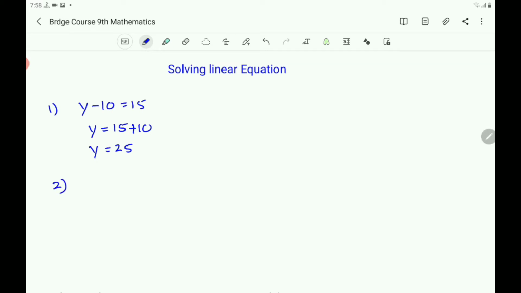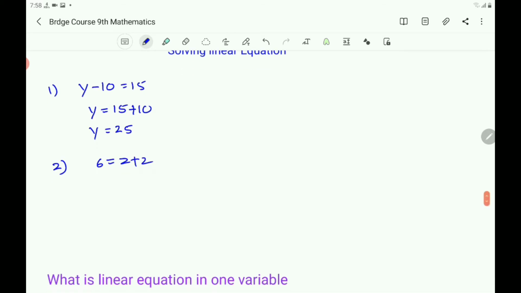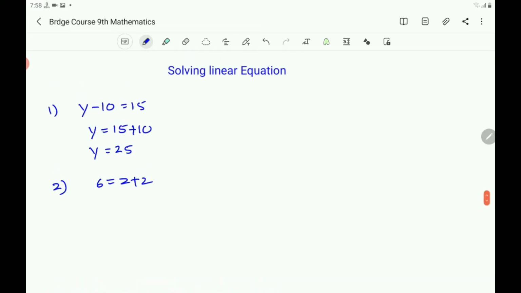Then you take the second one. So let us take 6 equals z plus 2. Here which is the variable? z is the variable. Now let us solve this linear equation. Let us find the value of the variable. Here z is there. So here you transfer this 2 to the LHS. It becomes 6 minus 2 equals z. Then 6 minus 2 is 4. 4 equals z. That is nothing but z equals 4.